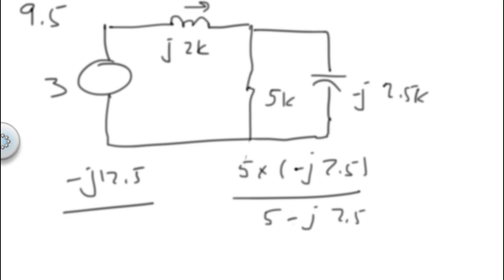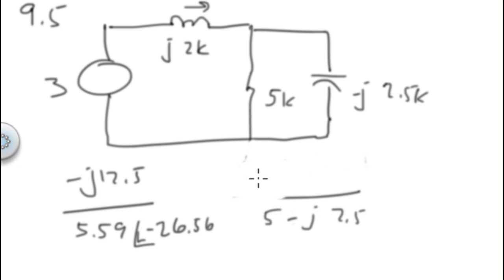So it's 5.59 at angle minus 26.56 degrees. So I've got my magnitude and my angle, and the numerator is at minus 90, so basically I can use the minus J as minus 90. So it's 12.5 divided by 5.59, or 2.236.